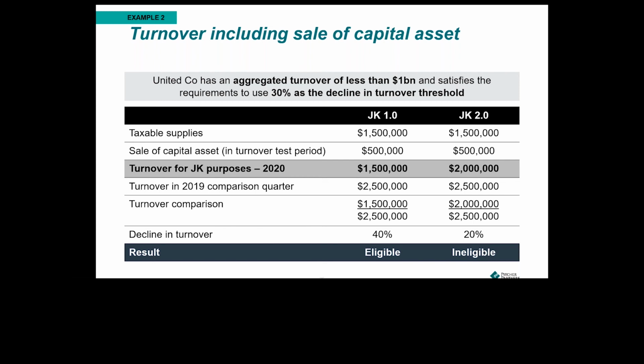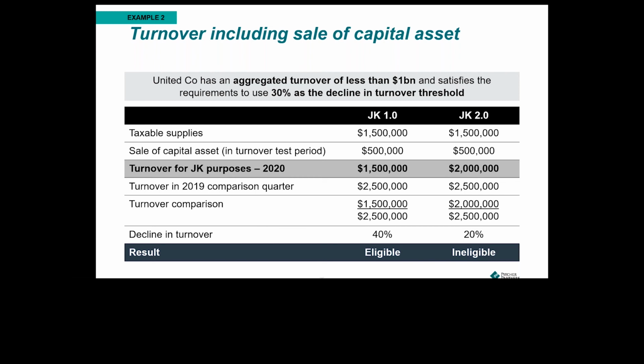So for JobKeeper 1.0 purposes, doing the relevant calculation, United Co would have suffered a decline in turnover of 40%, therefore meeting the 30% threshold and being eligible for JobKeeper 1.0 payments. Whereas under the amended JobKeeper 2.0 rules, its decline in turnover is now reduced to 20%, and it therefore fails the decline in turnover test because its decline is less than 30%, meaning that it is not eligible for JobKeeper 2.0 payments.